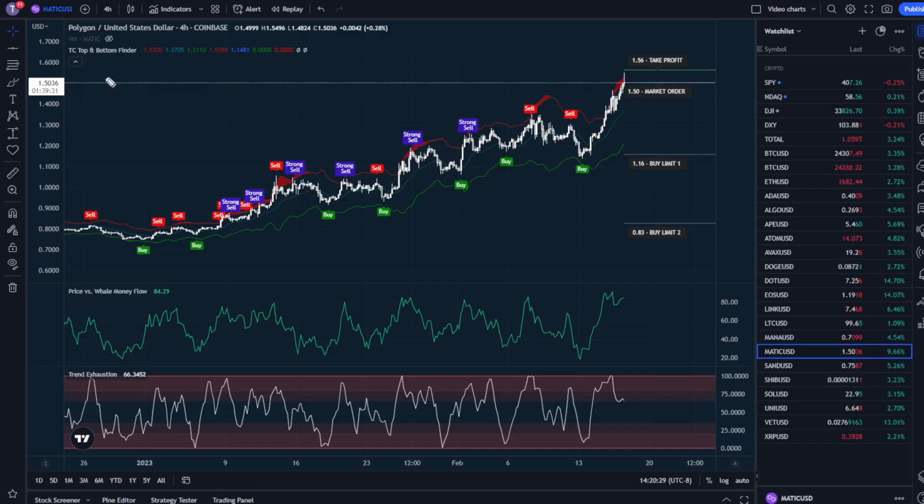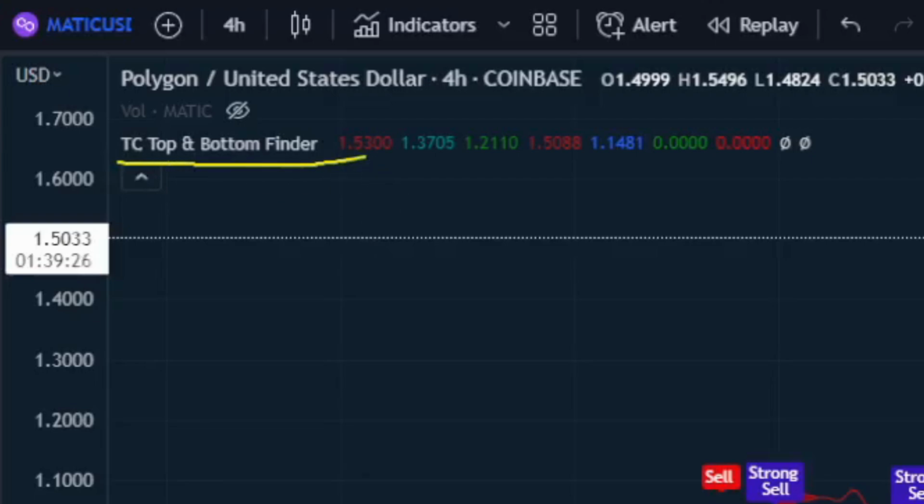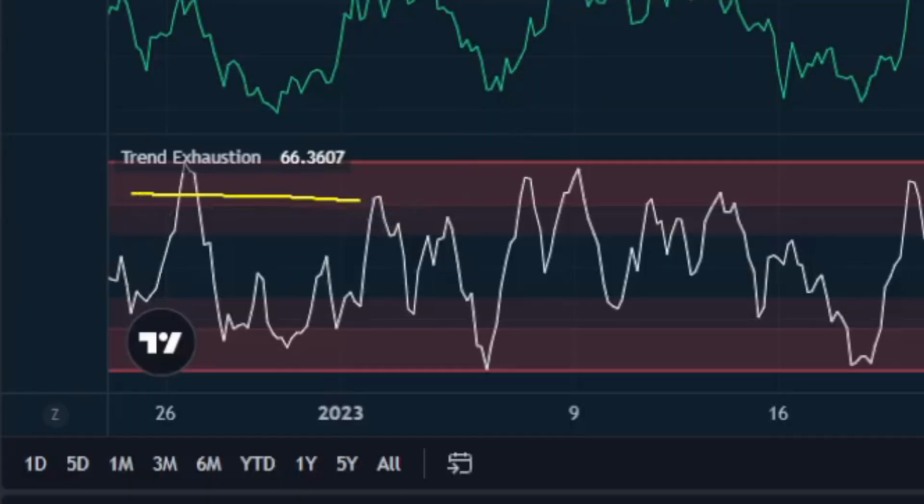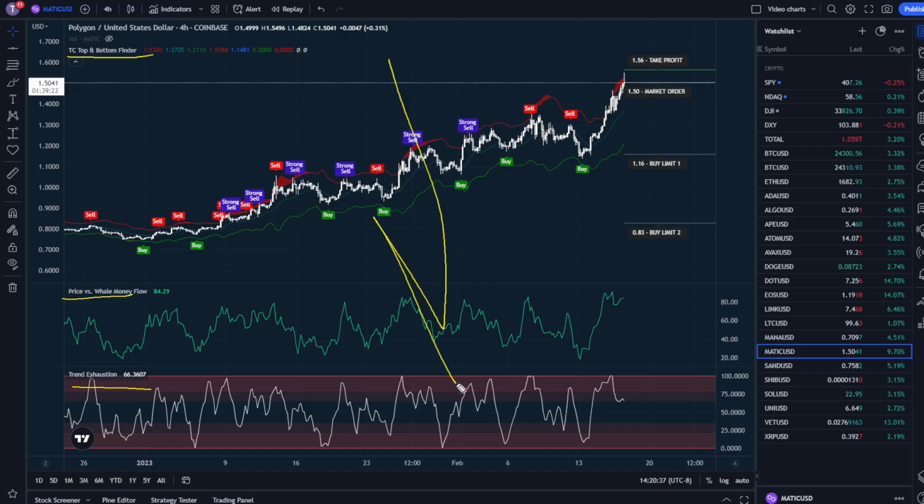Let's get started. First things first, the tools that you're going to need for this strategy are the TC top and bottom finder, price versus whale money flow, and trend exhaustion indicators. And you can find links to all 3 of these in the description below. Just click on the indicator link. More on that later, but I just want to jump straight into this strategy.